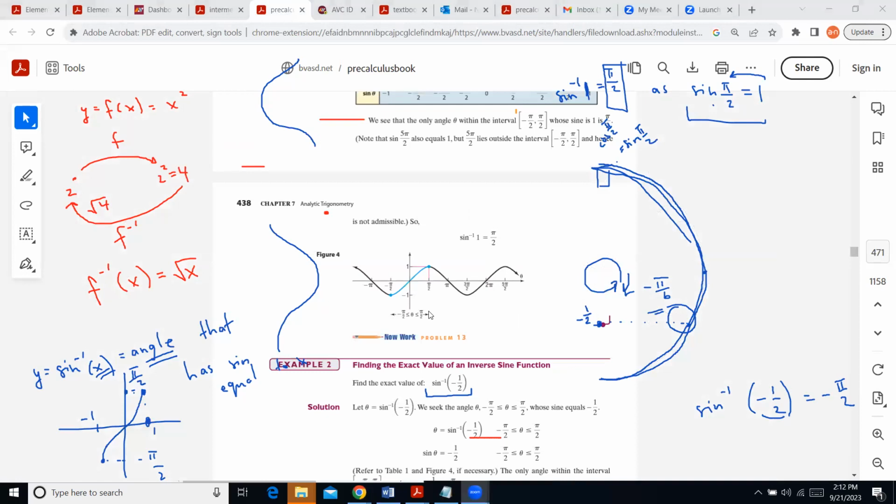It can give you only values, if you look at the lower picture here, in between negative pi over 2 to positive pi over 2. So 11 pi over 6, which is up there, is not allowed. So that's why I had to go with a negative value, and that's negative pi over 6. One can say, are you sure?